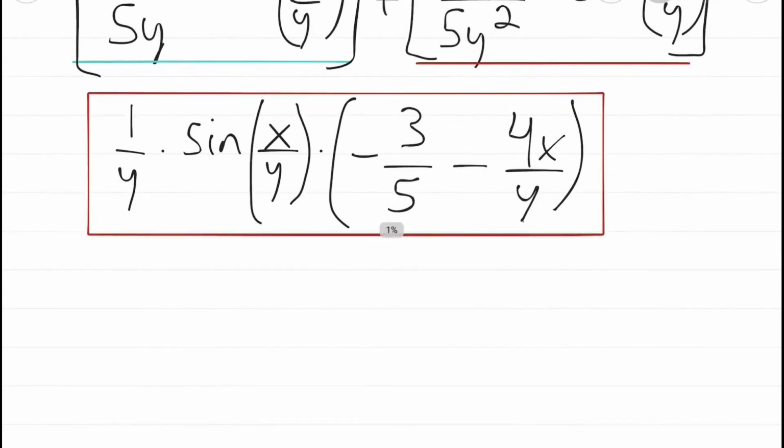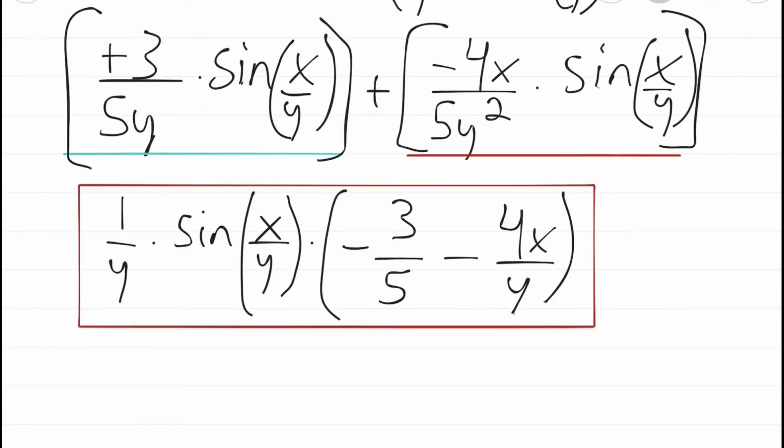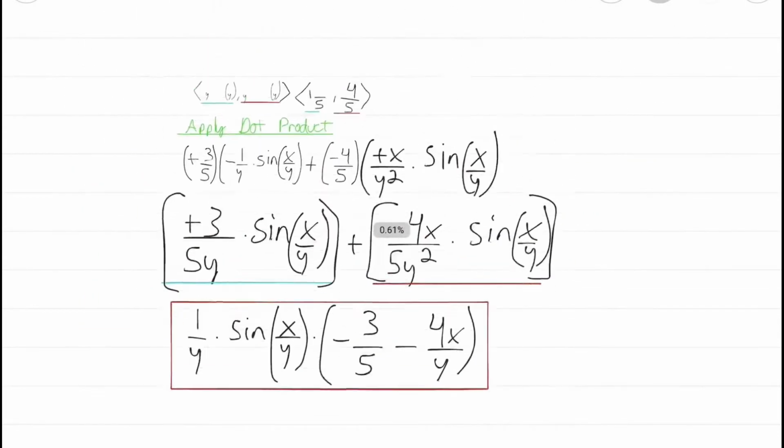1 over y times sine of xy, we factor that out because that's common for both terms, and then we're left with minus 3/5 minus 4x over y.